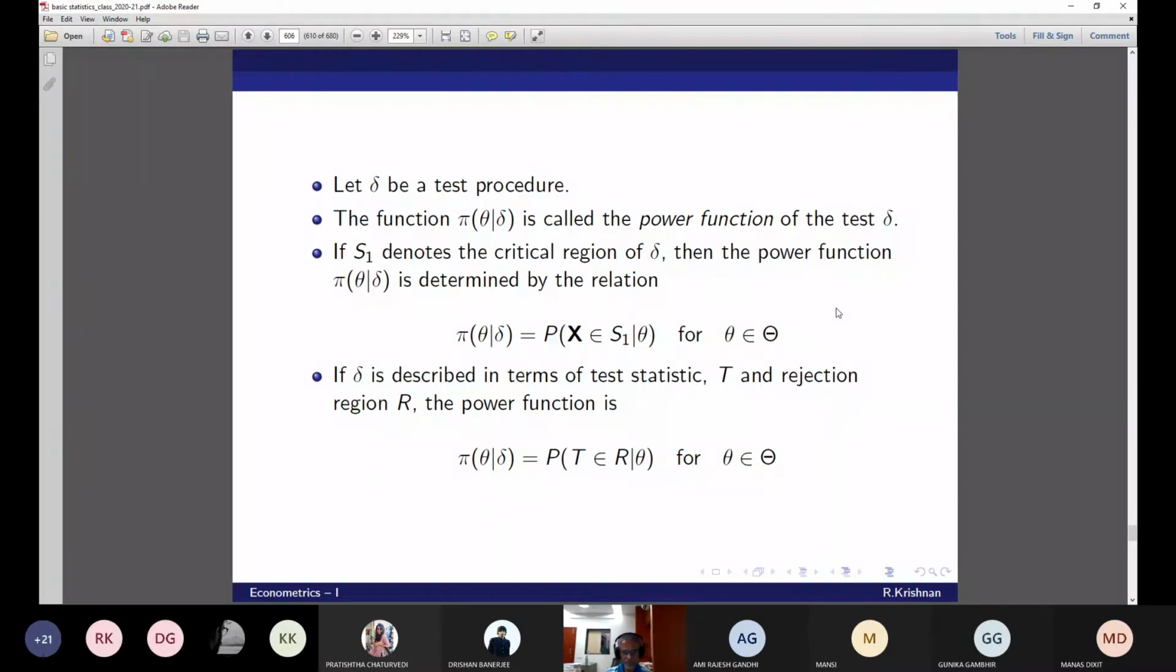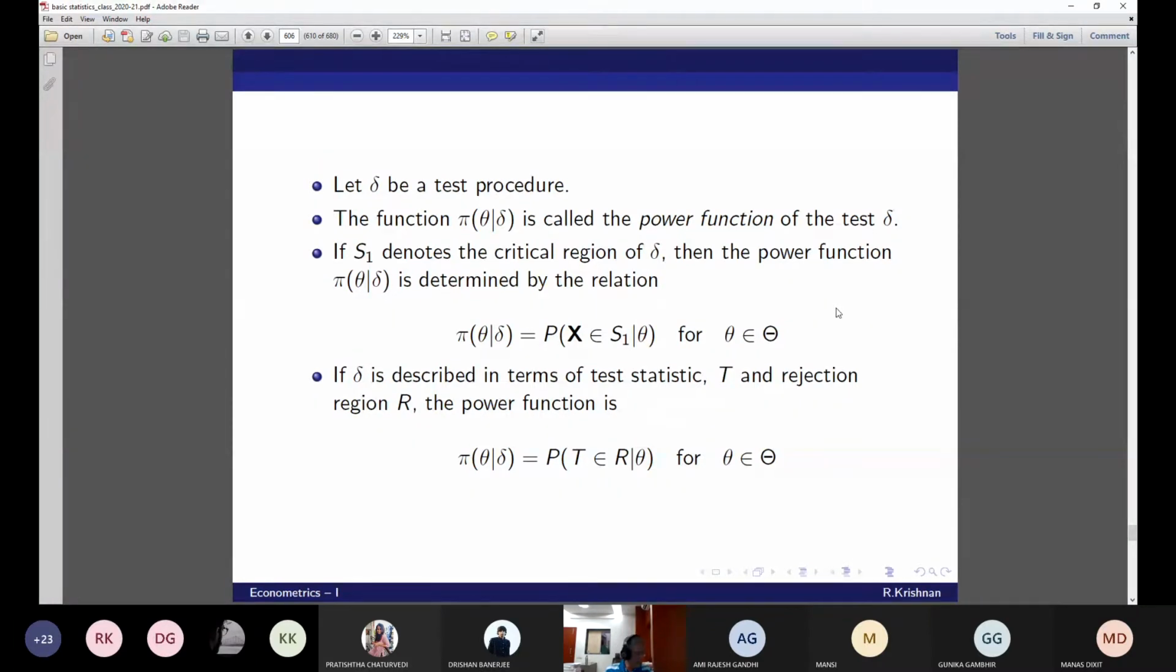If it is described in terms of test statistic T and rejection region R, the power function would turn out to be the same with the rejection region. Instead of S1, you use the word rejection region, and instead of X, you use T, the T statistic that you are calculating. So the probability that the T statistic will be in the rejection region; the power function is defined this way for all theta in the parameter space.